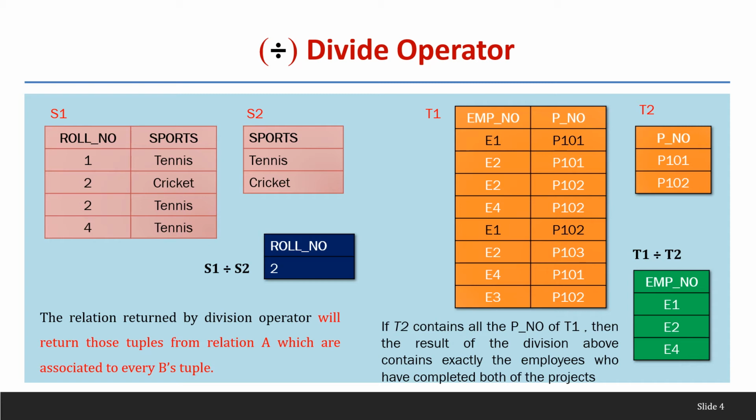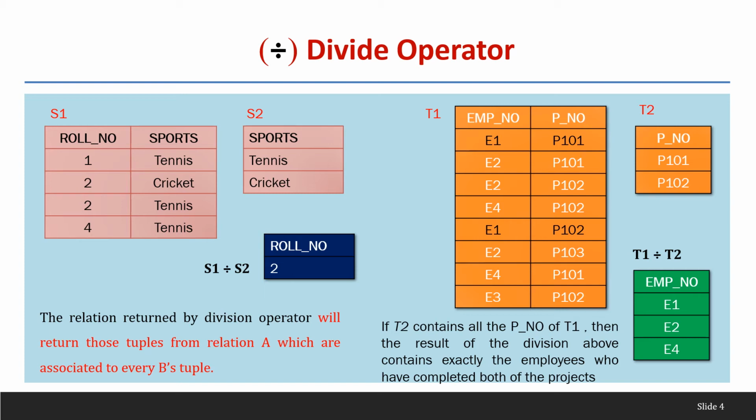Similarly, we can look into the E2 combinations: E2 P101, E2 P102, E2 P103. Among that, we are taking the first two tuples that match the second relation, right? P101 and P102. So E2 has also completed both the projects. So that second tuple is also selected.